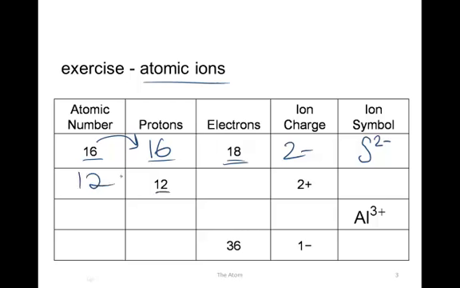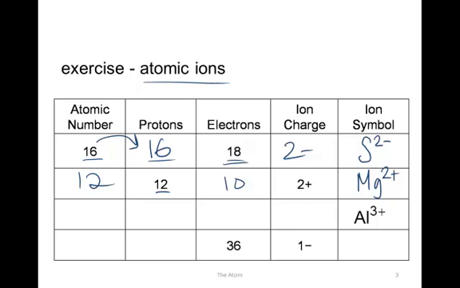Our second example gives us 12 protons. We of course know that would give us an atomic number of 12. If we have a +2 charge, that means we have 2 more protons than electrons, so that would give us 10 electrons. And the atomic number of 12 tells us that this is a magnesium cation, just like we saw, losing 2 electrons.